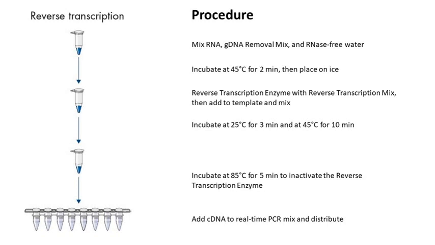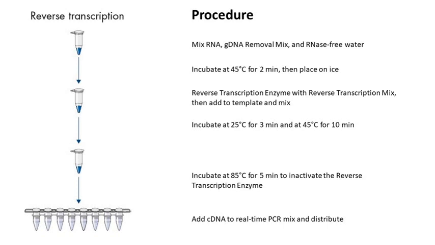Okay, so based on that you need to choose your volume. Next you will add genomic DNA removal mix, and then you make up the volume to 15 microliter. I'll give you the table where you can find the exact volume. And then you need to incubate it at 45 degrees Celsius for 2 minutes. Okay, and then you need to place it on ice. So this is the first incubation.